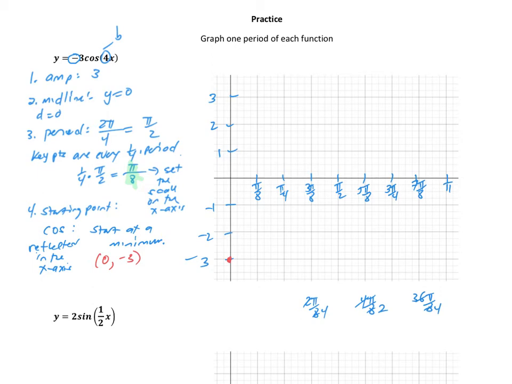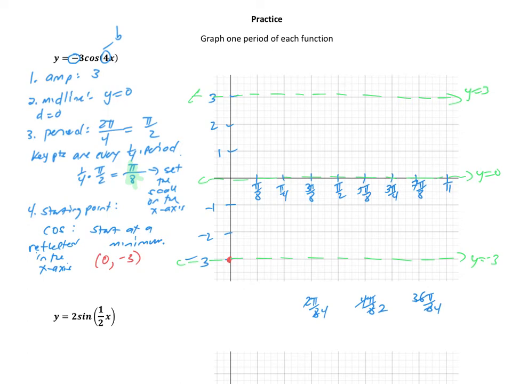And now every pi over 8 units on the x-axis will get a new key point, and we're going to follow the pattern. So if we were at a minimum, oh, you know what I didn't do on these? I forgot here. I'm going to go ahead and sketch in the skeleton for the maximum value, y equals 3, the minimum value, y equals negative 3, and the midline, because that is where we're going to plot all of our key points.